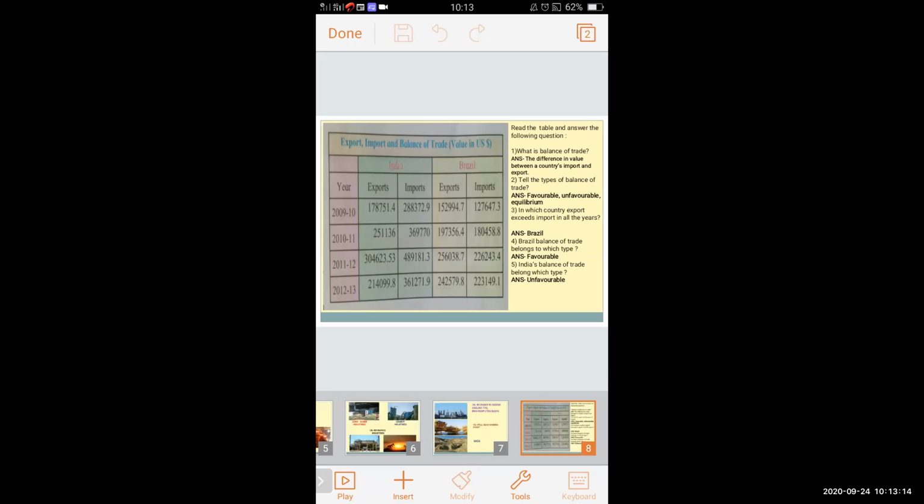In 2009-10 in India, we can see export is 1,78,751.4 and the import is 2,88,372.9. The export of goods is less in India and the import is more. For favorable trade, there should be more export and less import.